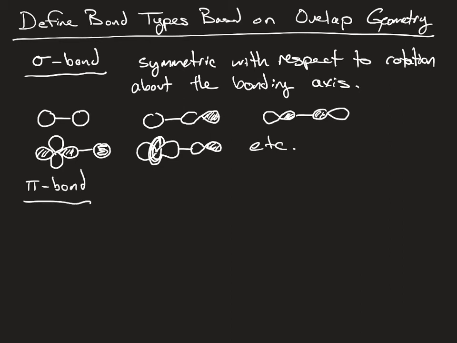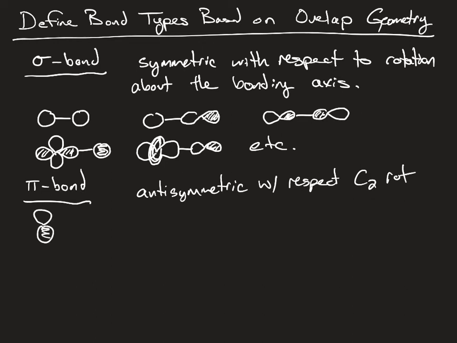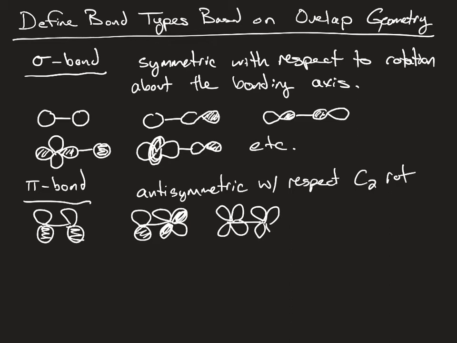A pi bond is antisymmetric with respect to a C2 rotation. So this can result in a p orbital and a p orbital, a p orbital and a d orbital, a d orbital and a d orbital, overlapping like that, and etc.